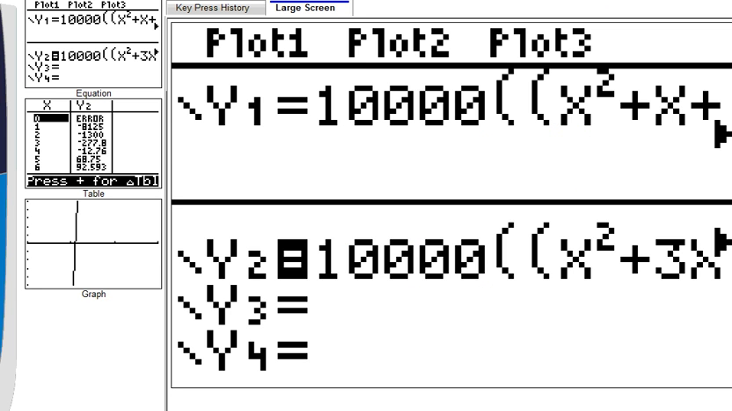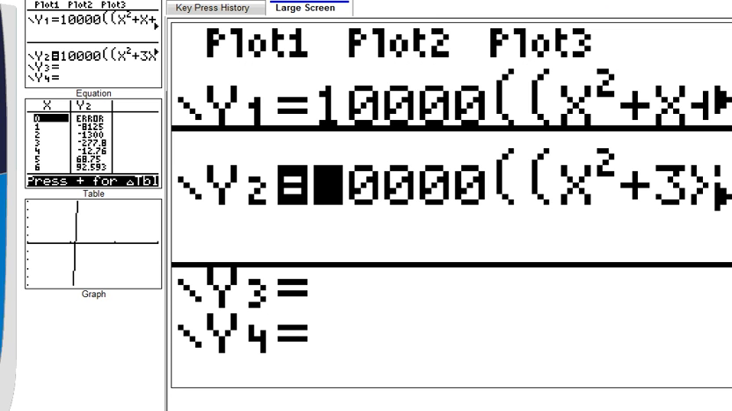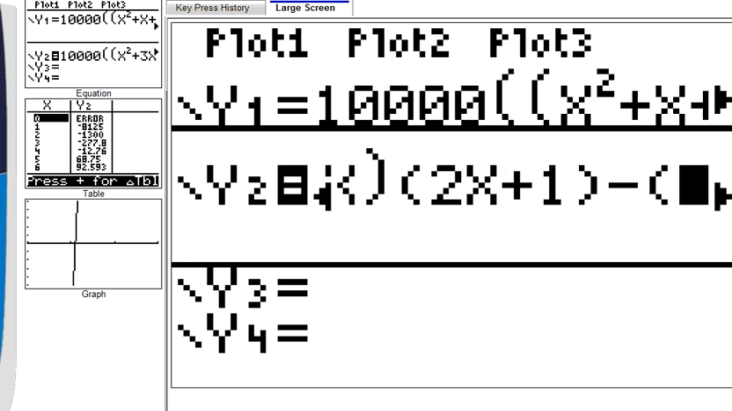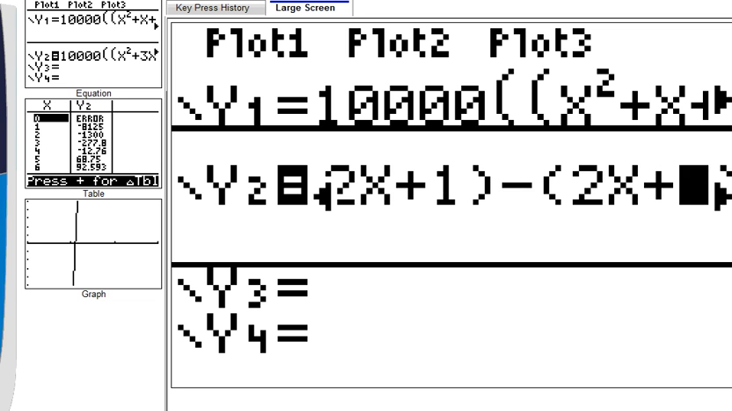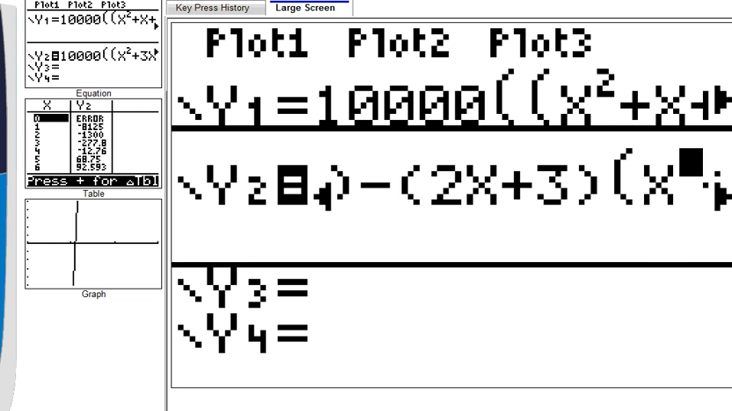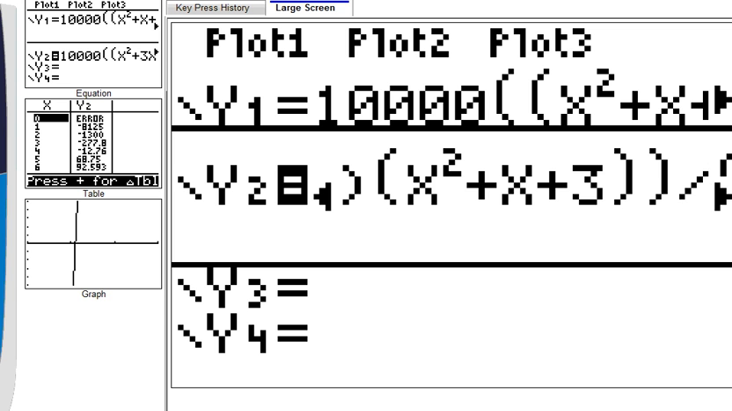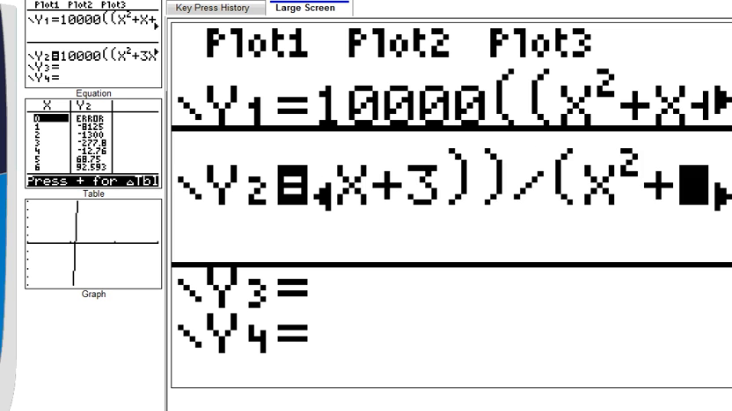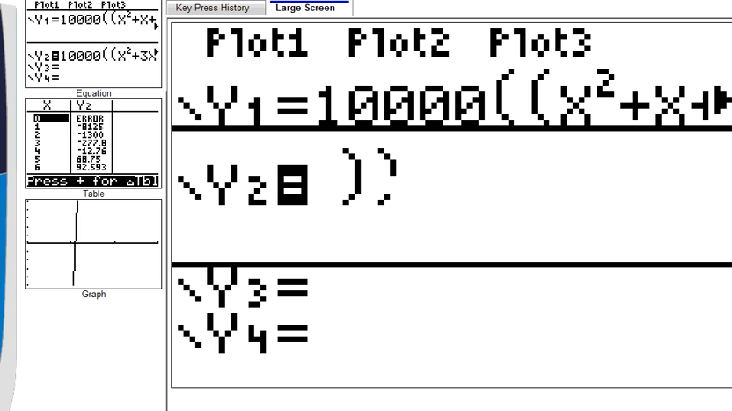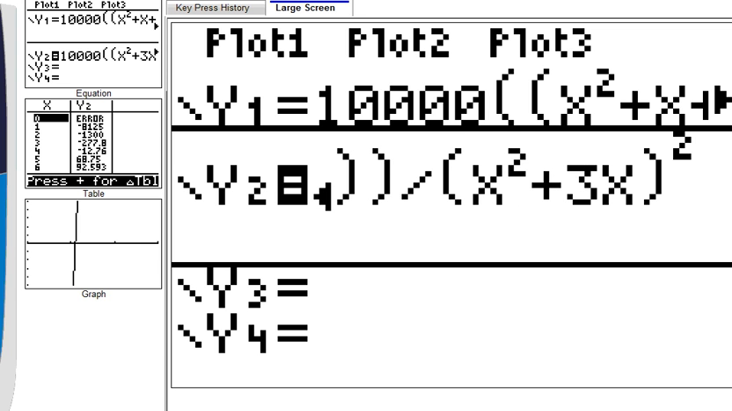Okay, so I've typed in the derivative. Again, you get 10,000. I'm just going to go through and show you, so it can get tricky here. So x squared plus 3x times 2x plus 1 minus 2x plus 3 times x squared plus x plus 3. And then that whole numerator was in parentheses. And then divided by, and then put the whole denominator into parentheses and square it. Okay? So now I'm going to graph this.